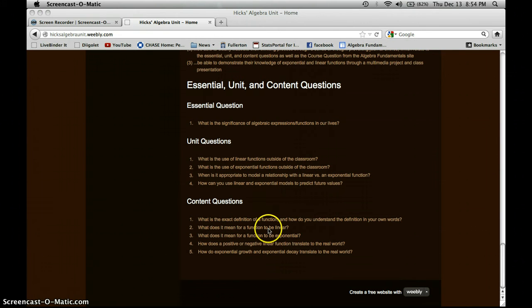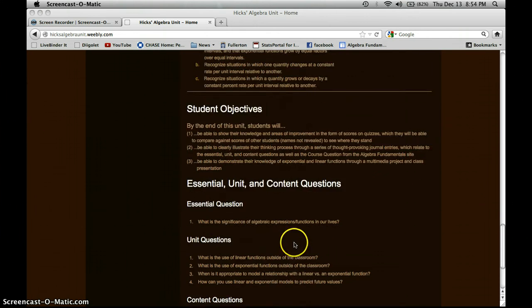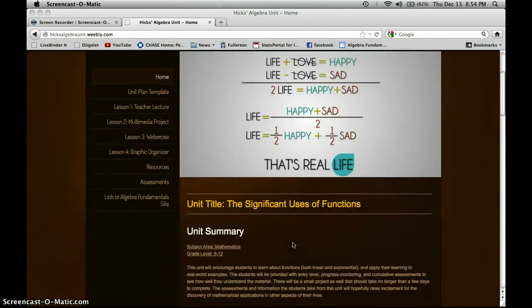My content questions are basically definitions. What's the definition of a function? And explain it in your own words. What does it mean for a function to be linear or exponential? How do positive and negative functions translate to the real world for linear functions, and how do exponential growth and exponential decay translate to the real world? So that's just the main page.